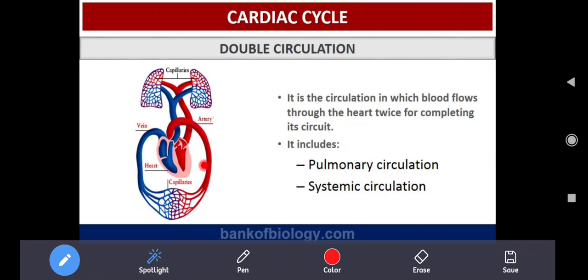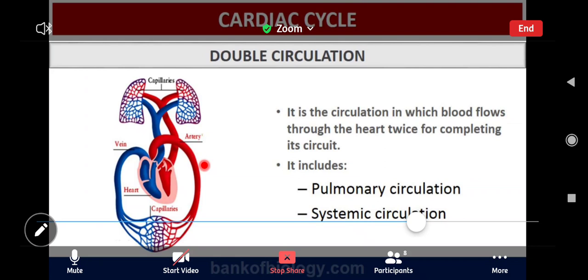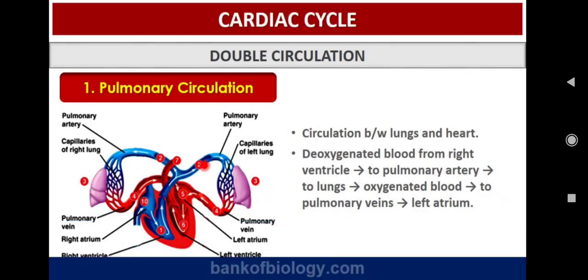Let us discuss what pulmonary circulation means. The circulation between the lungs and heart is called pulmonary circulation. See, look at this. The pulmonary vein and pulmonary arteries, we already discussed during respiration, are attached with the alveoli in the lungs.